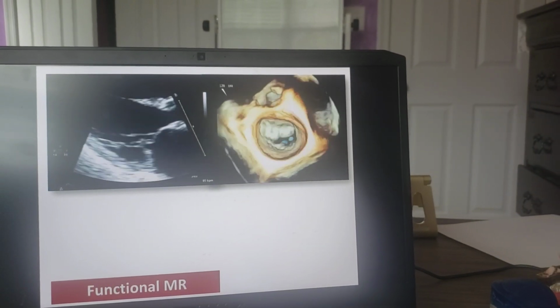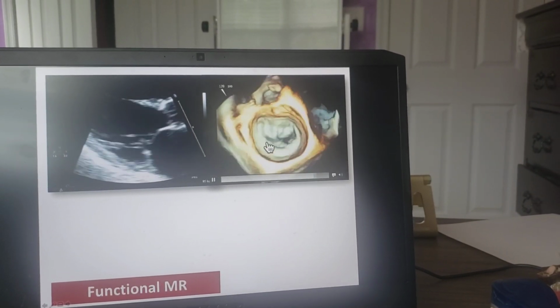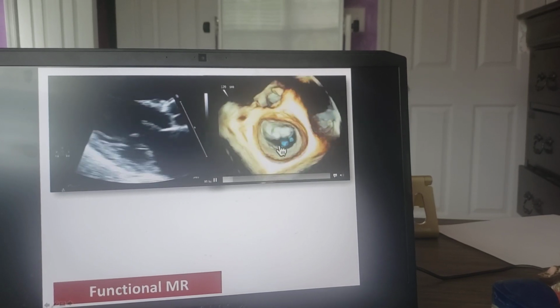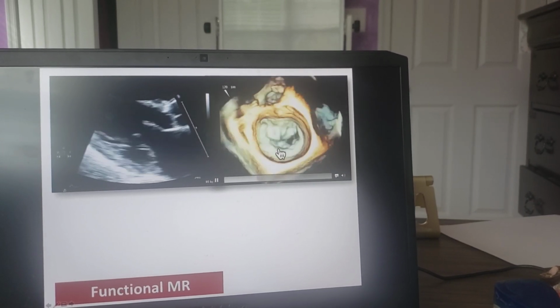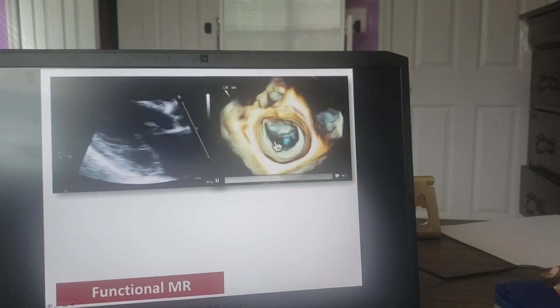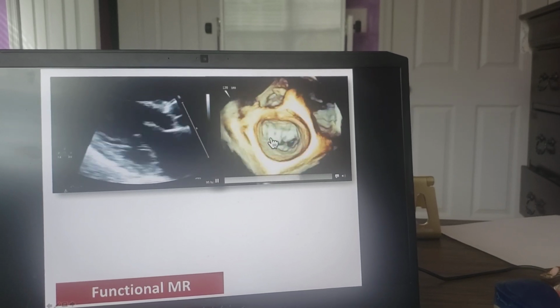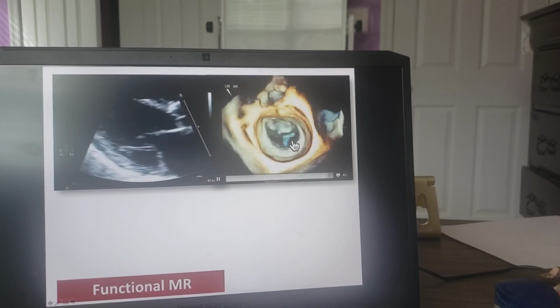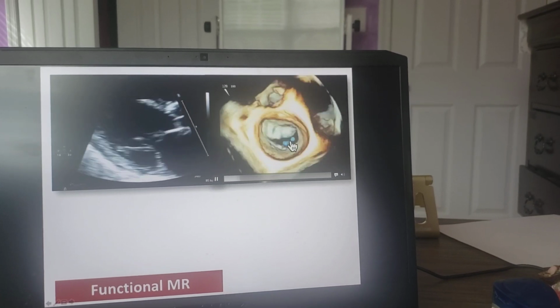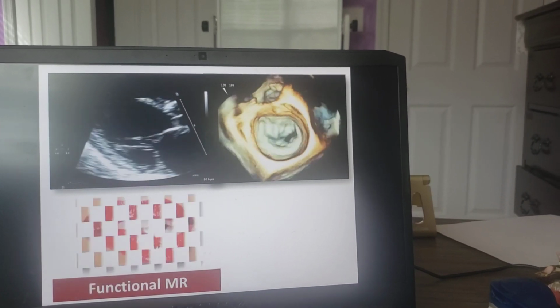This is how you do this in 3D echo. In 3D echo, I always like to think about this as a sardonic laugh. So you can see that the leaflets are actually touching each other, but there is a portion here of the leaflet that is restricted where there is malcoaptation.